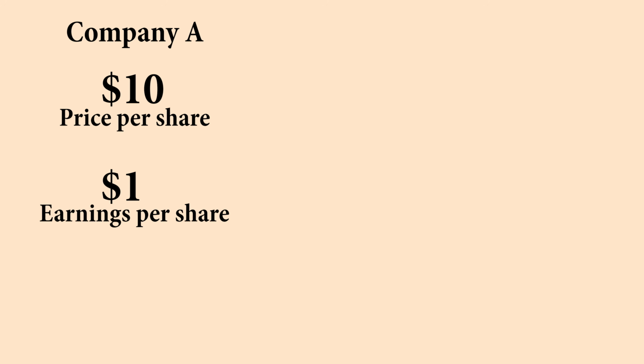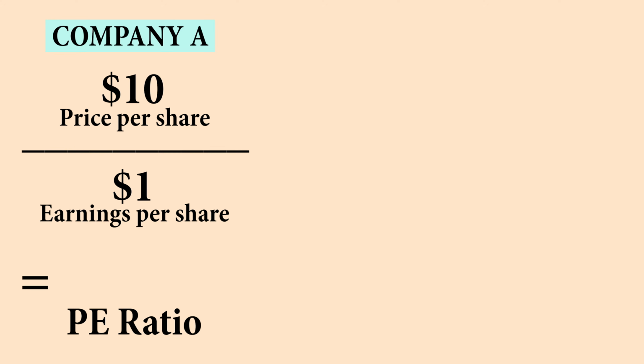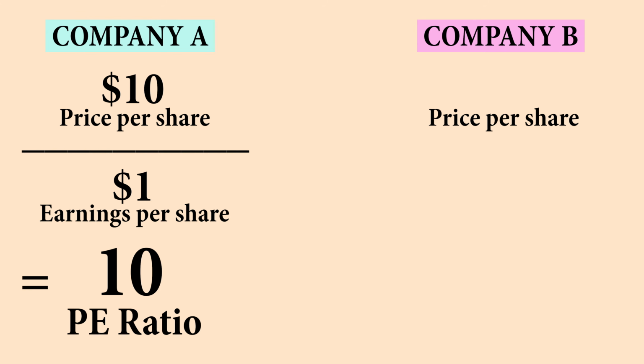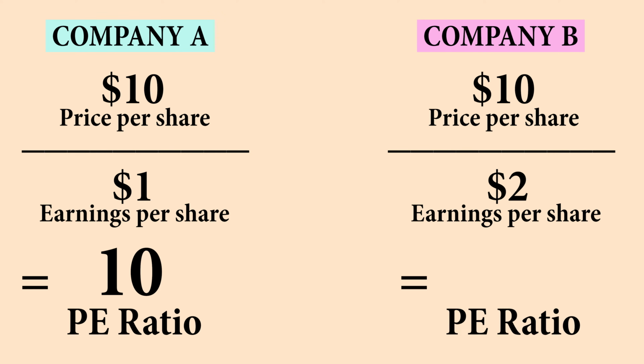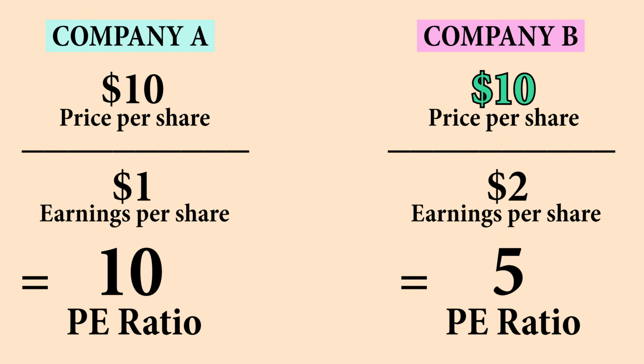Here's why. Let's say company A has a price per share of $10 and an earnings per share of $1. Then the PE ratio is equal to 10 divided by 1 equals a PE ratio of 10. If company B's price per share is also $10, but it earns twice as much money, so it has an earnings per share of $2, well then the PE ratio is equal to 10 divided by 2 equals a PE ratio of 5.